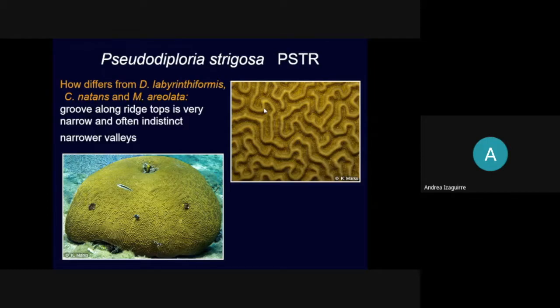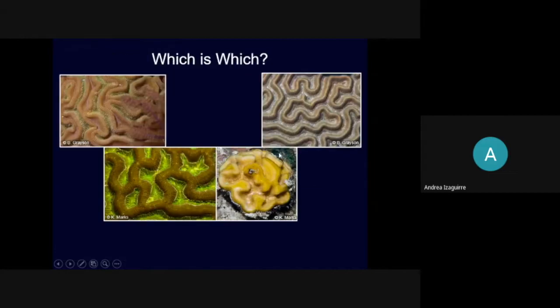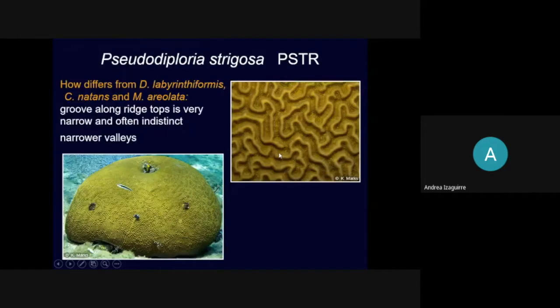And it has a lot narrower valleys. Another thing is that it's not going to have paliform lobes. But this one is very distinct from the other ones. I think once you start looking at more and more of these corals, the difference is going to become more and more obvious as time goes on. So it doesn't have a distinct groove, and that's going to be your main identifying feature.